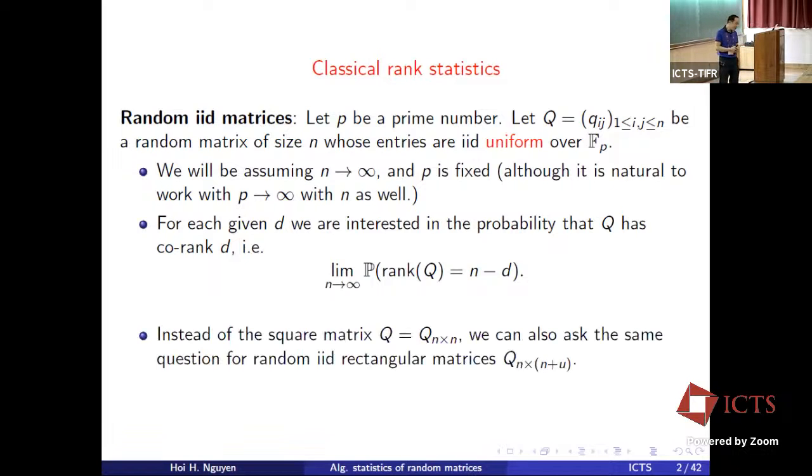And of course, in some cases we're also interested in the other version of matrices, namely rectangular matrices of size n by n plus u. Let's say we fix u, where u is 0, 1, 2, 3, and so on. So let's just try to calculate what the probability is. And again, Q is uniform, so all the entries Q_ij here are uniform over F_P. So that makes life easy.